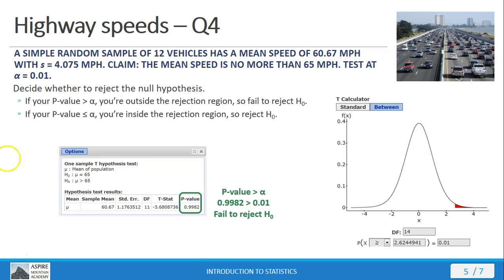Alternatively, look at where the test statistic, notice where it puts us, negative 3.68. That's going to be way over here on the left side of our distribution. Region of rejection over here on the right, definitely way outside the region of rejection. Therefore, we fail to reject the null hypothesis.